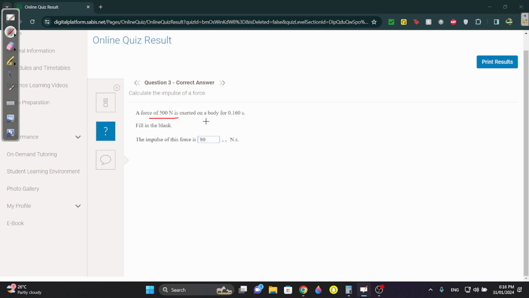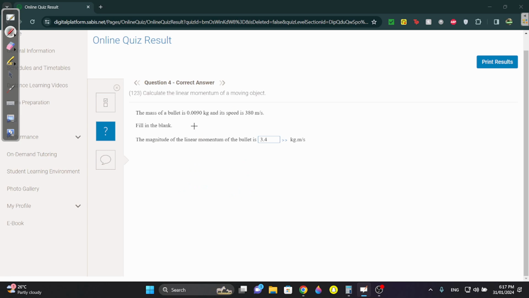Okay, a force of 500 newtons is exerted on a body for 0.16 seconds. What will the impulse be? We have the force, we have the time. The impulse, delta P, or you can say I, whatever you want. But in physics, you can't really use I because I is current. So I think that's why they call it delta P. Okay, so impulse delta P is equal to Ft, which is going to be 500 times 0.16, which is going to be 80 newton seconds.